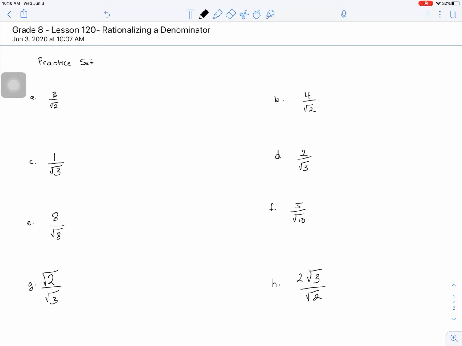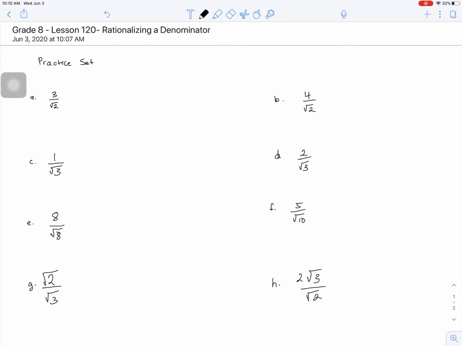Rationalizing a denominator. To divide by an irrational number does not work very well. So an irrational number is like the square root of 2, which just does not end, right? So you can't divide by a number like that. You can divide an irrational number by a rational number. That works, but not the other way around. So we have to get this denominator into a rational number.